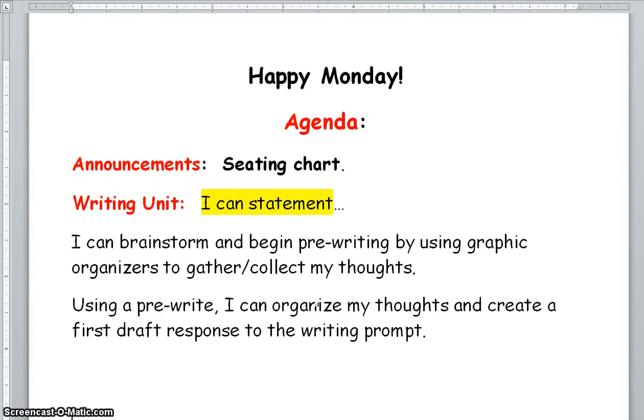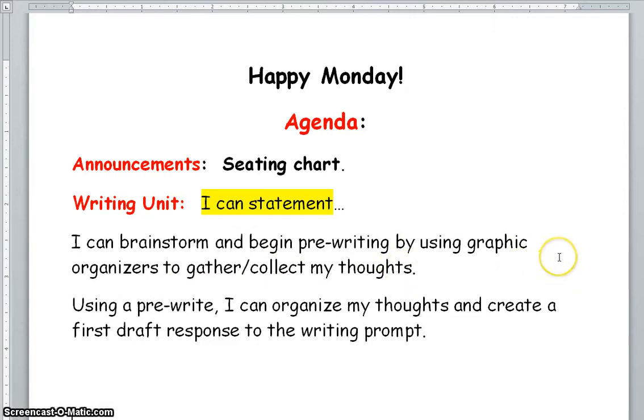Happy Monday! Please remember your correct seating chart. Even in lab, we want students to be responsible following our rules, so make sure you are in your proper seating. We are currently working on the writing unit, so our I can statement for today is: I can brainstorm and begin pre-writing by using a graphic organizer or organizers to gather and collect my thoughts.